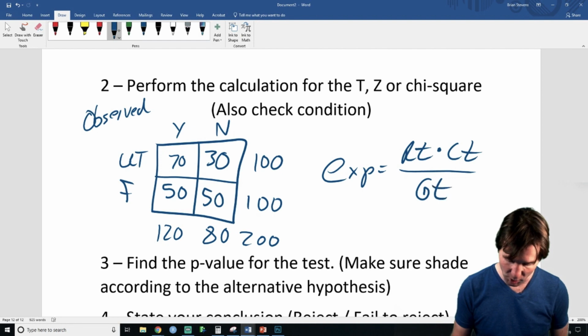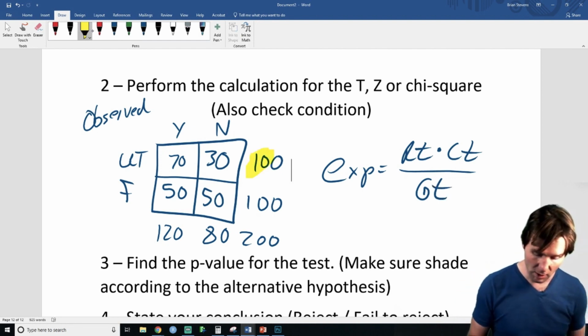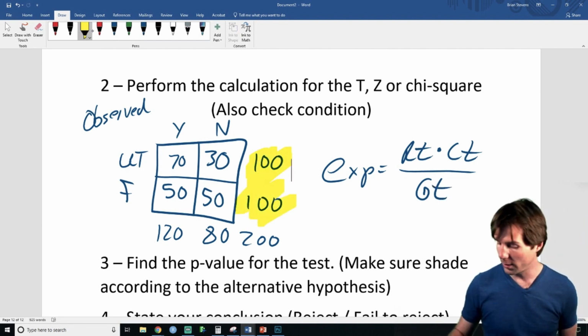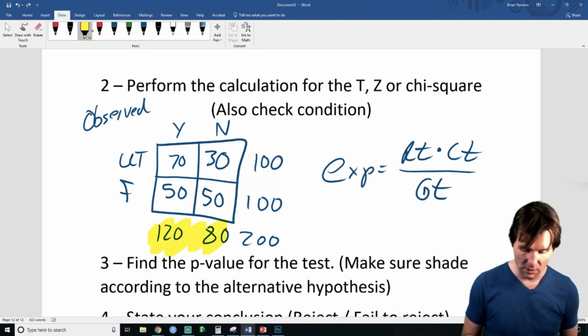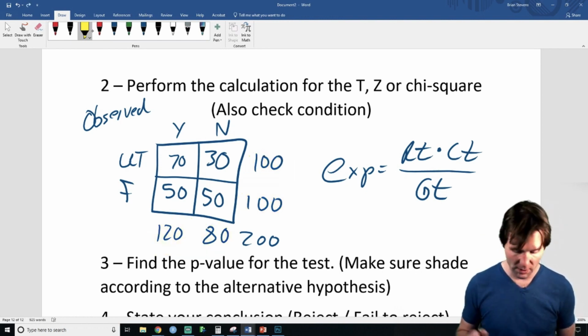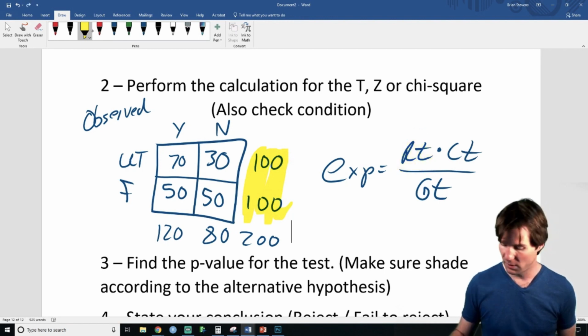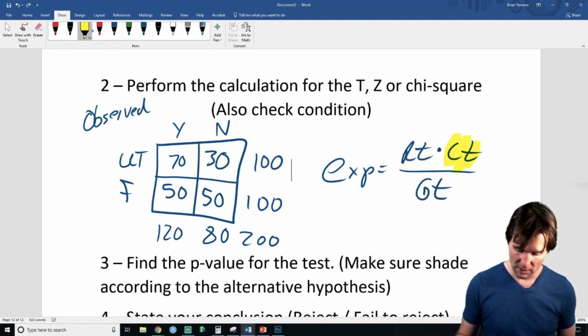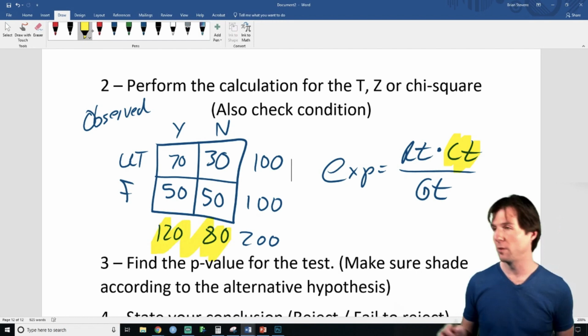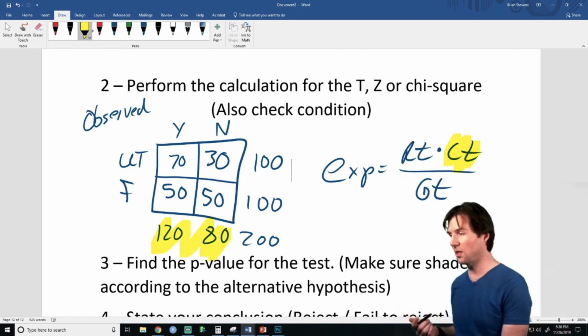Just to be clear, what are row totals? These are row totals. What are column totals? These are column totals. What is the grand total? That is the grand total. The row totals are right here, and these are the column totals. Now we're not going to do them all at one time. You'll see how it's done.